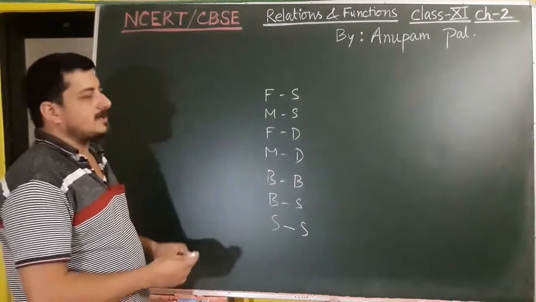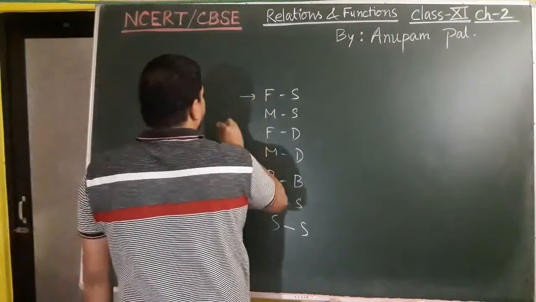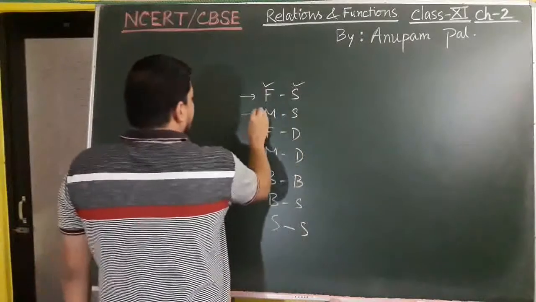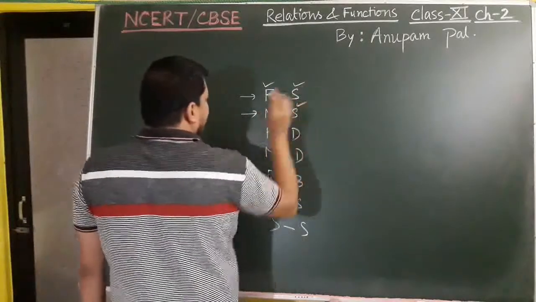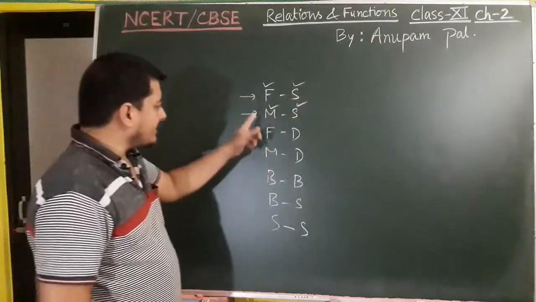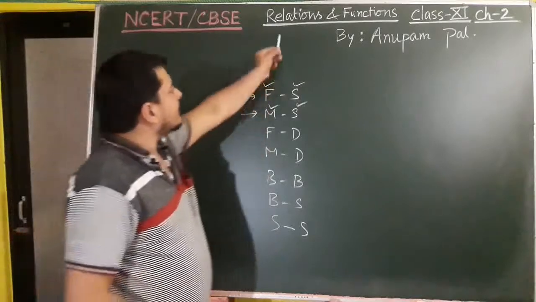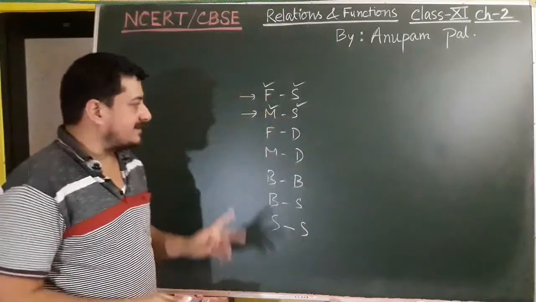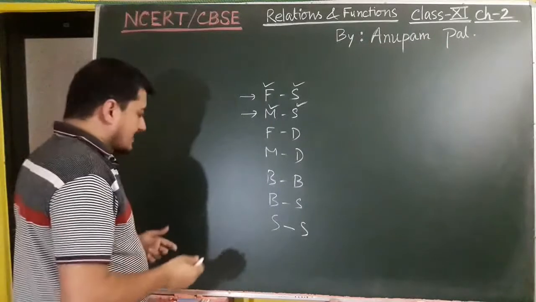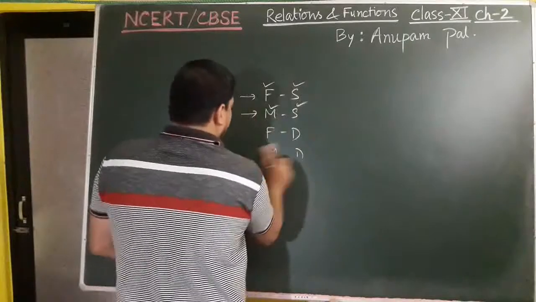In each relation there are two entities involved. For example, in this one, one entity is father, the other entity is son. In this one, one entity is mother, the other one is son. So it goes on like this. There are two entities involved in each relation. Similarly, when we talk about relations in mathematics, there also two entities are involved. So which two entities am I talking about? We shall now look into it.